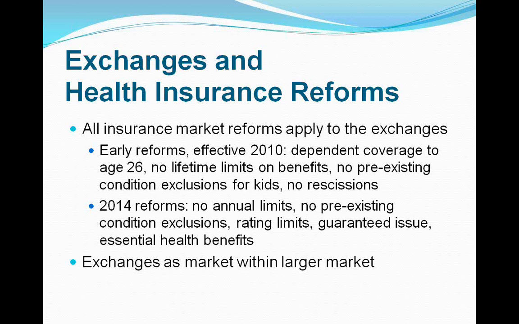There are a number of insurance market reforms under the Affordable Care Act, and I want you to walk away from this understanding that they all apply to the exchanges. There was a set of early reforms that took effect soon after the law was signed in 2010, and you may have heard about some of these. Coverage for dependents up to age 26. No lifetime limits on benefits, so that if you're a person who needs expensive care, your benefits are not going to run out because you hit a lifetime max on how much the plan will pay. No pre-existing condition exclusions for children, and no rescissions.